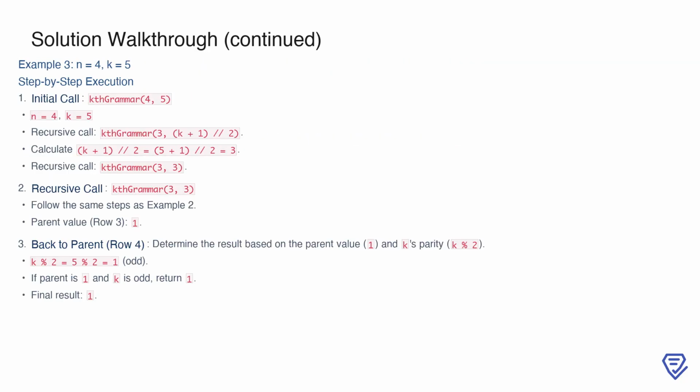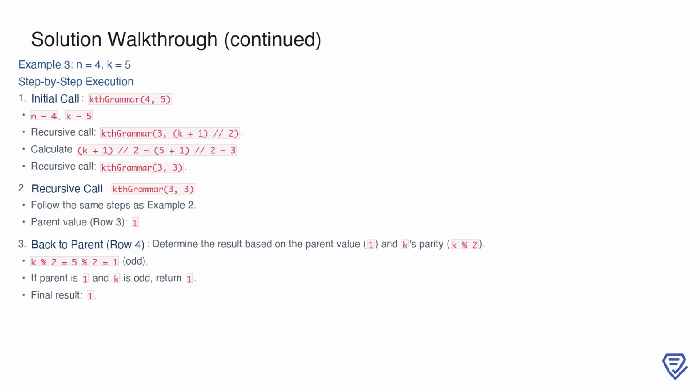Finally, let's tackle n equals 4 and k equals 5. Starting with kthgrammar 4, 5, we calculate the parent position in row 3 using k plus 1 // 2. For k equals 5, this gives 5 plus 1 // 2, which equals 3. So, we make a recursive call to kthgrammar 3, 3. From the earlier example, we already know that the symbol at n equals 3, k equals 3 is 1, so the parent value for row 4, position 5 is 1.